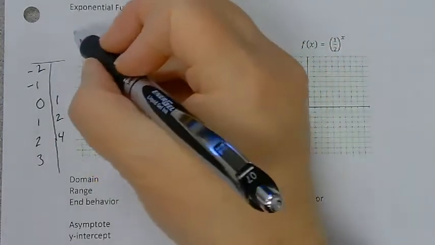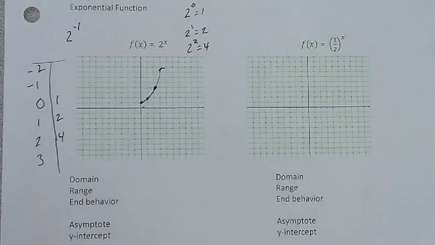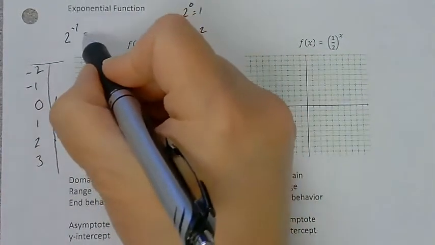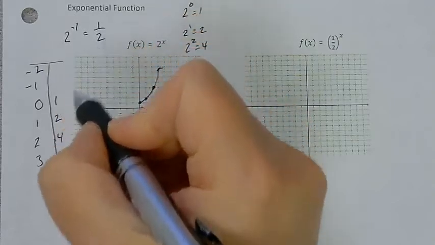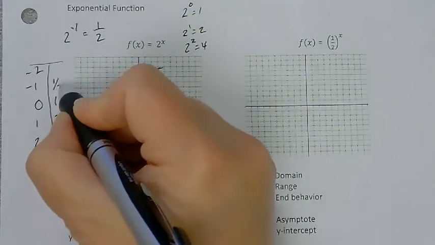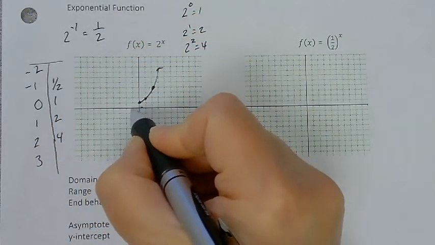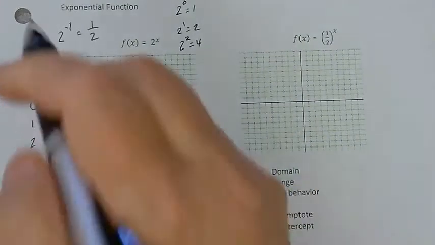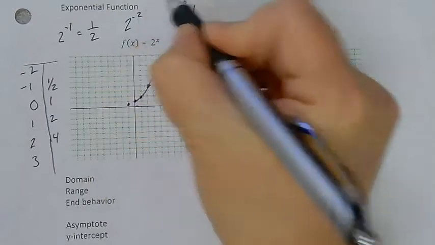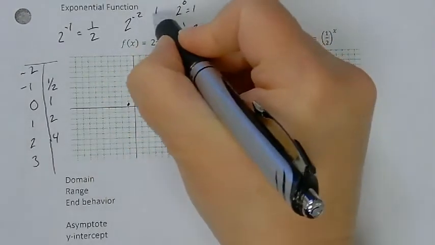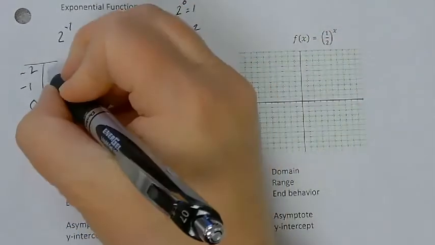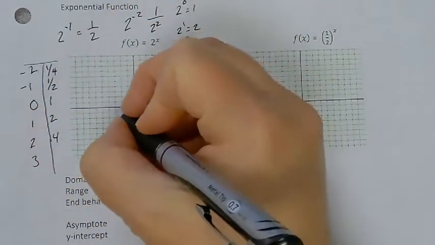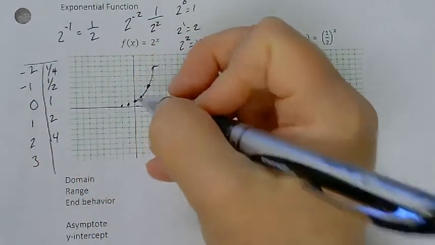Let's go 2 to the -1. If it's 2 to the -1 power, a negative exponent really means fraction. So that's 1 over 2. So 2 to the -1 is 1/2. So when the input value is -1, the output value is 1/2. If I have 2 to the -2, that's 1 over 2 to the +2, which is 1/4. So it looks like this.